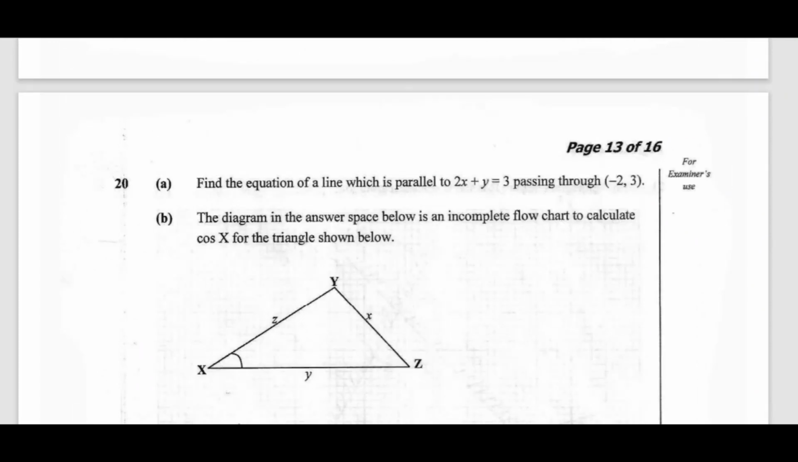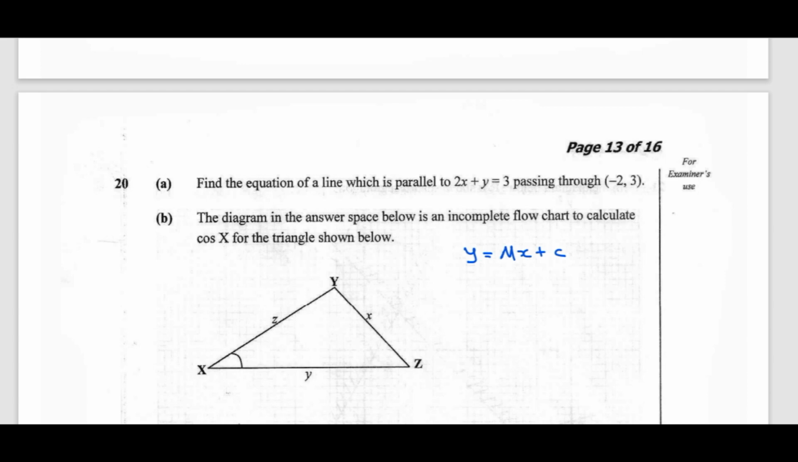Okay, question 20. Find the equation of a line which is parallel to 2x plus y is equal to 3, passing through the coordinates negative 2, 3. We want to find the equation. First of all, by finding the equation, we have to know the gradient. So let us look at the equation of a straight line. How do we find the formula? So this is the formula: y equals gradient times x plus c.